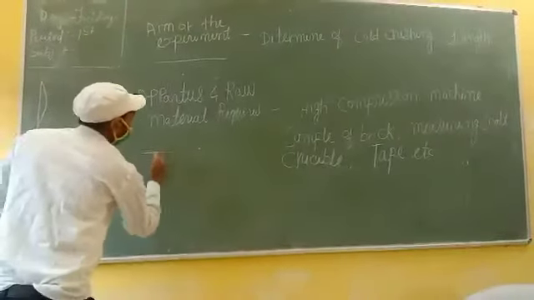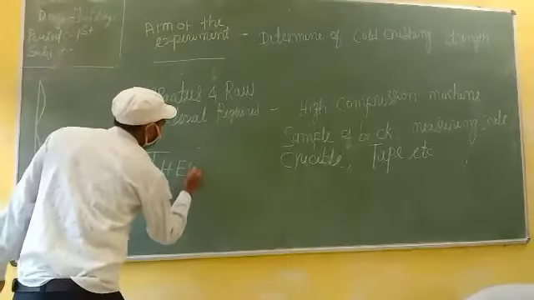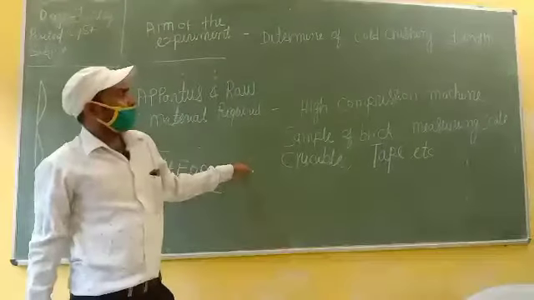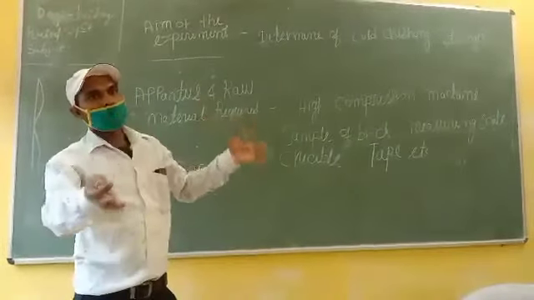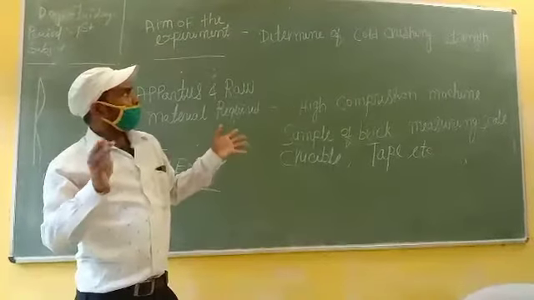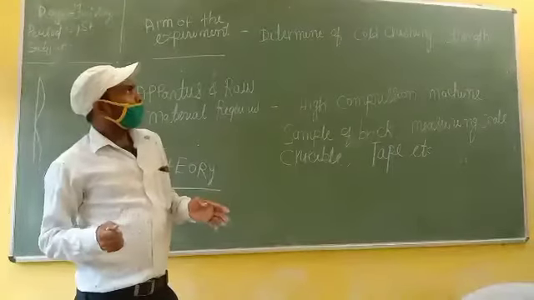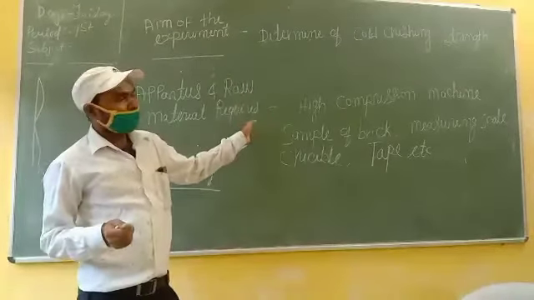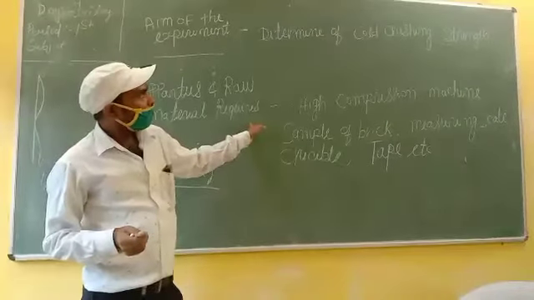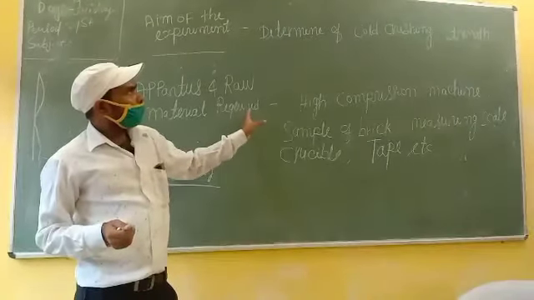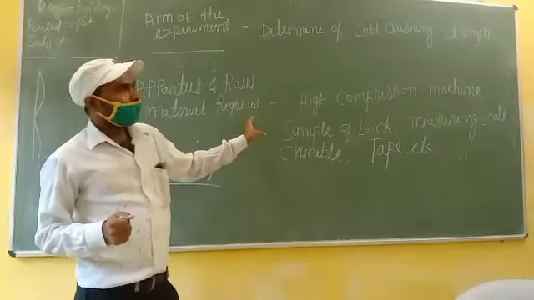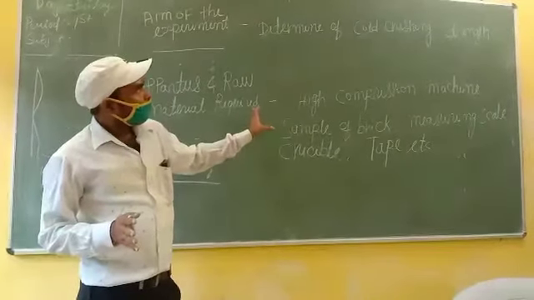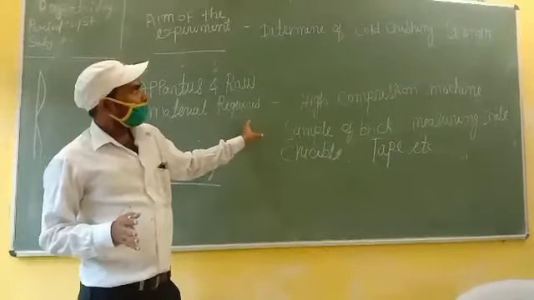Next, theory. CCS, cold crushing strength. Cold crushing strength is a measurement of strength. There are two types of cold crushing strength. Cold crushing strength is also called compressive strength. There are two types of strain: number one, tension strain, and number two, compression strain.